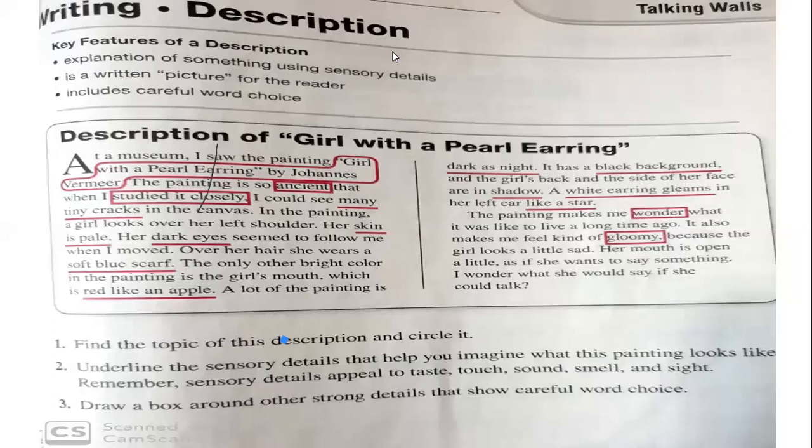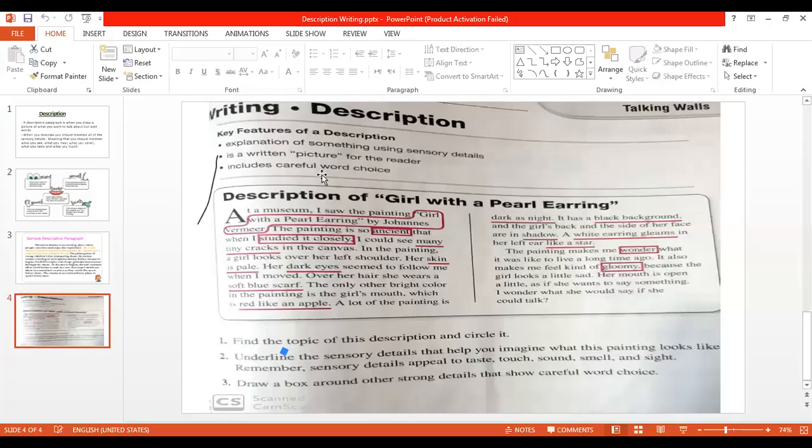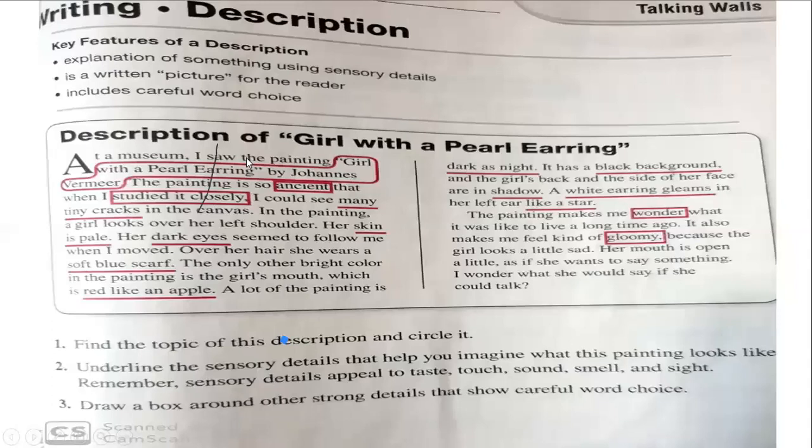Okay, where is the title or where is the topic? Circle the topic. The topic is Girl with a Pearl Earring by Johannes Vermeer. Here, do you see how they are circling here? Circle this. Girl with a Pearl Earring by Johannes Vermeer.